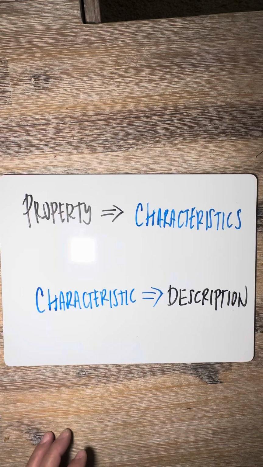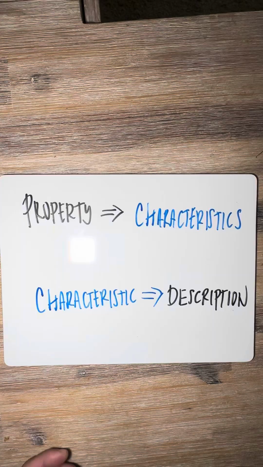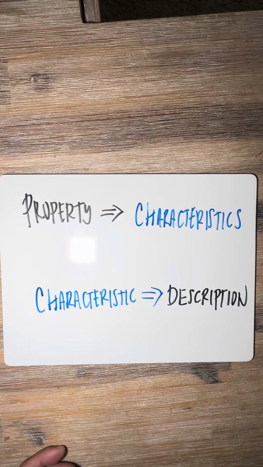So property again, it's not something you own. It's deemed as characteristics, who or what certain things are made out of, or who or what certain things truly are. So characteristics is basically a description when it comes to science or chemistry.